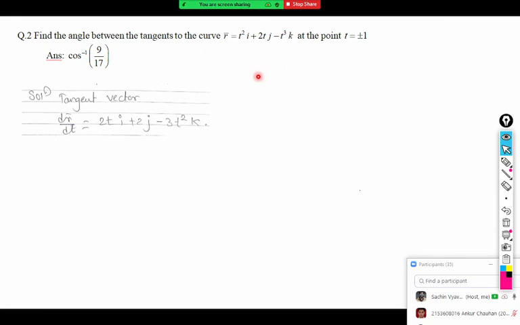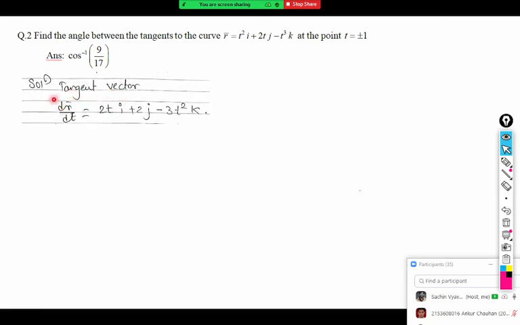So in the solution, step 1, we calculated the tangent vector dr bar by dt, which is 2t i plus 2j minus 3t square k. What should be the next step now? As per the question, we have to find this tangent vector at these points, no? So we should replace t by 1 and t by minus 1 respectively. We denote those vectors by some notation, say a bar, b bar, or p bar, q bar. Any notation we can use.